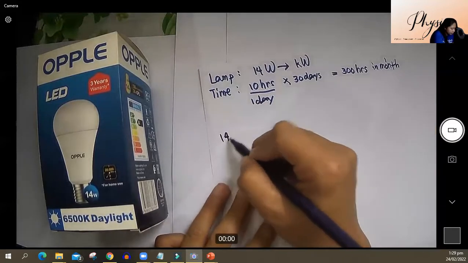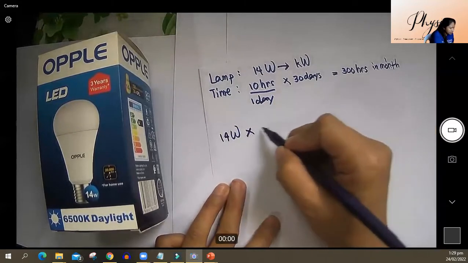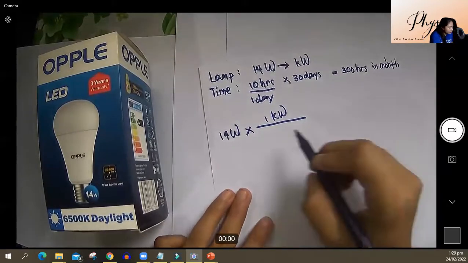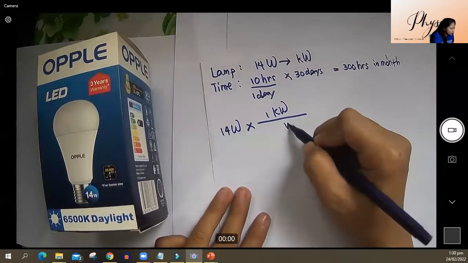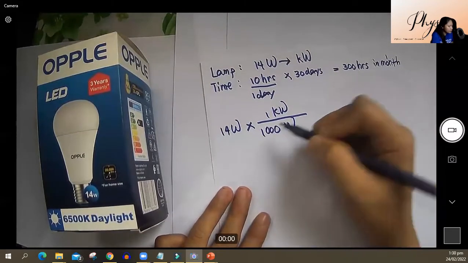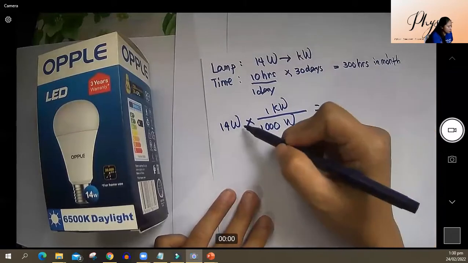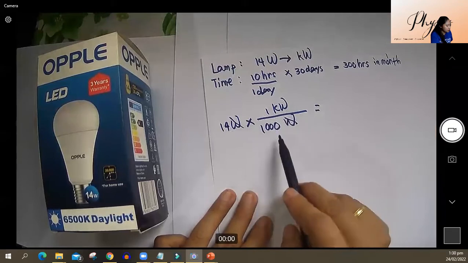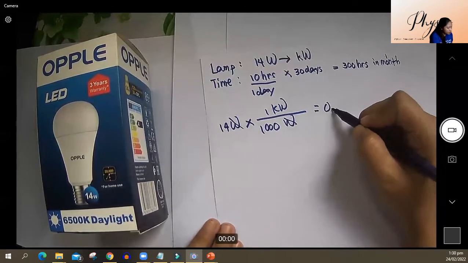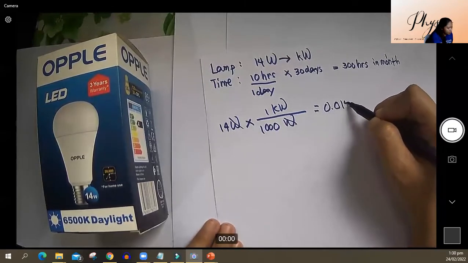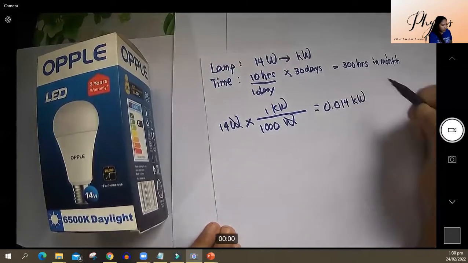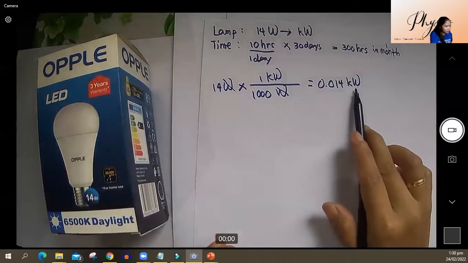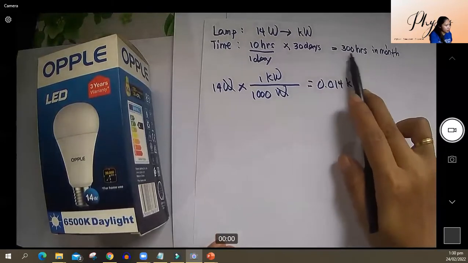So we have 14 watts. We multiply it with the conversion factor. For 1 kilowatt, how many watts are there? There are 1,000 watts. So if we multiply 14 times 1 divided by 1,000, we will have 0.014 kilowatts. Right? And then this one, we will have to multiply it with 300 hours.